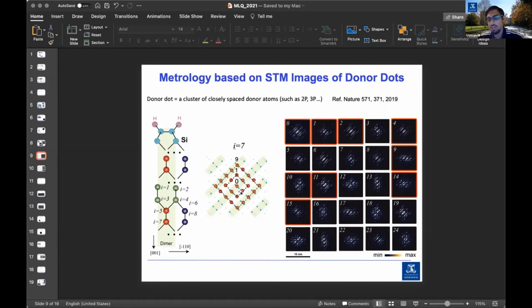Yeah, sure, of course. We are happy to share the data. These are lots of STM images, so if somebody is interested in looking at them, I can place them in a repository. That should not be an issue. Thank you. Yeah, no worries.